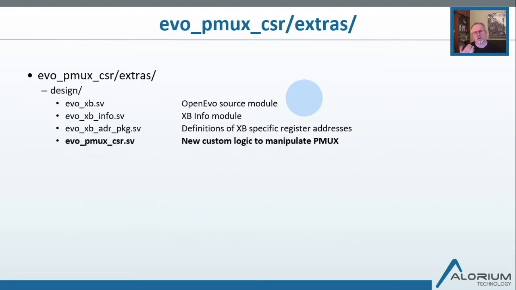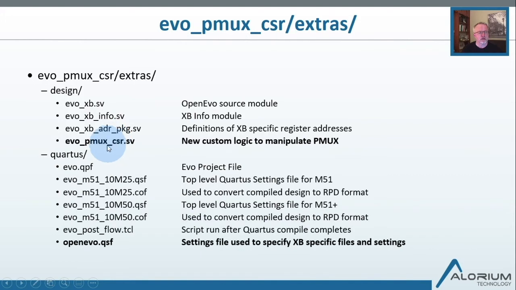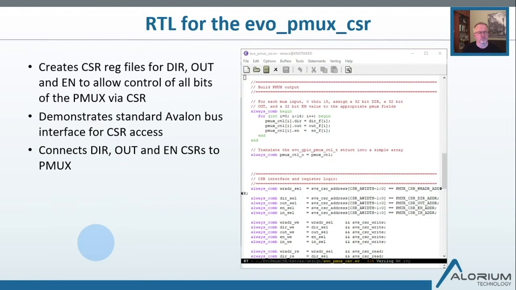Now in this case, we have an already completed XP, so we can see after we've already done these things what we'll end up with. We have an Evo PMUX CSR directory with an extras directory in it, and then inside of that there's a design directory. You can see we have our same 3 files here that we had in the build template, but we have one additional file. This is our custom logic that we're adding. And in our Quartus directory, we have all the same files that we saw in the build template. Again, these are all under control of the update script except for OpenEvo.qsf.